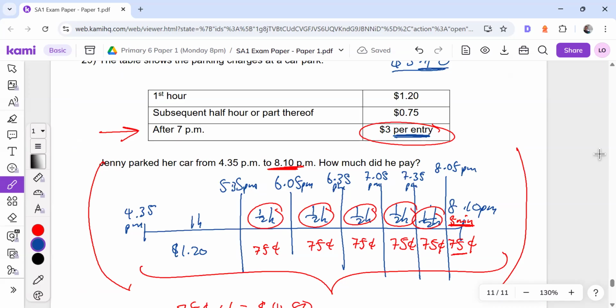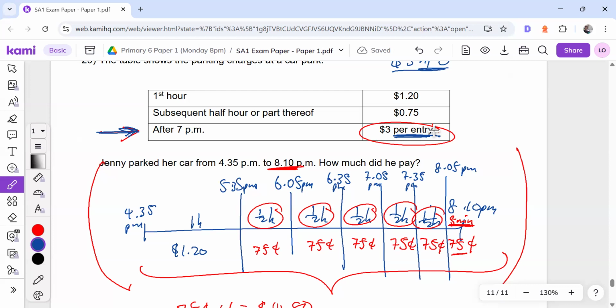Okay, now this part, Miss Tong can tell you. First of all, did your teacher teach you about this? Have you looked at this question before, the word entry? My teacher says that entry is like once you go in, you just pay $3, no matter how long you stay, it's still $3, right?